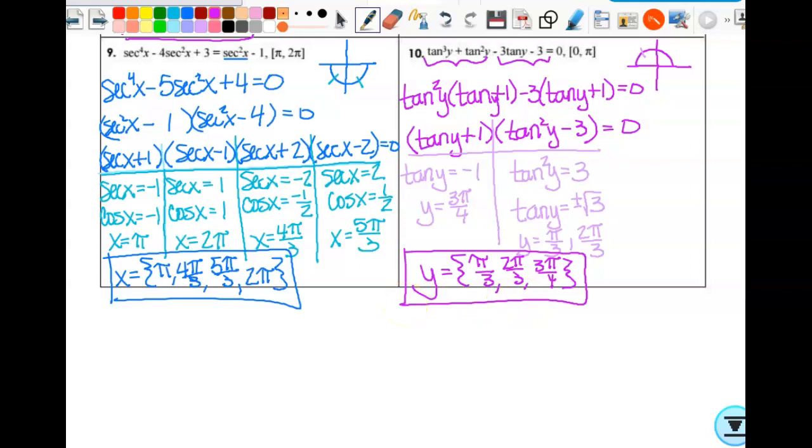What questions do you have? You can do this, or I wouldn't give it to you. You know how to factor, you know how to solve equations. You got this, all right?